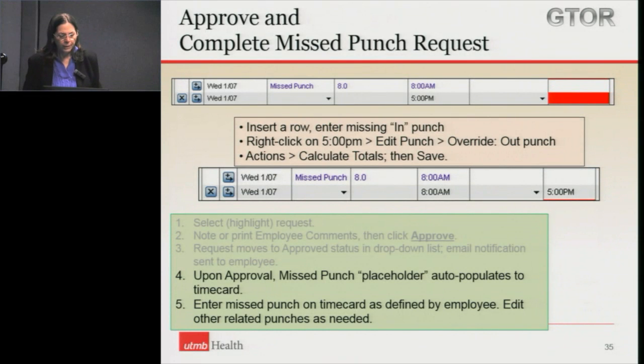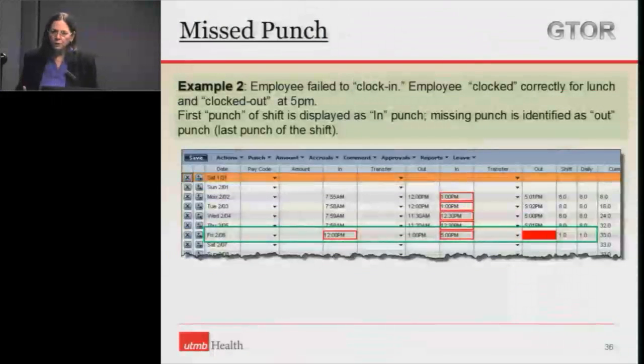So again, we have a placeholder, and then the second step is that it must be edited onto that time card. Move the 5 p.m. over where it belongs and add the 8 a.m. punch. The method that you edit the time card, of course, is the same way that you would edit it now as far as right-clicking or inserting and so on.